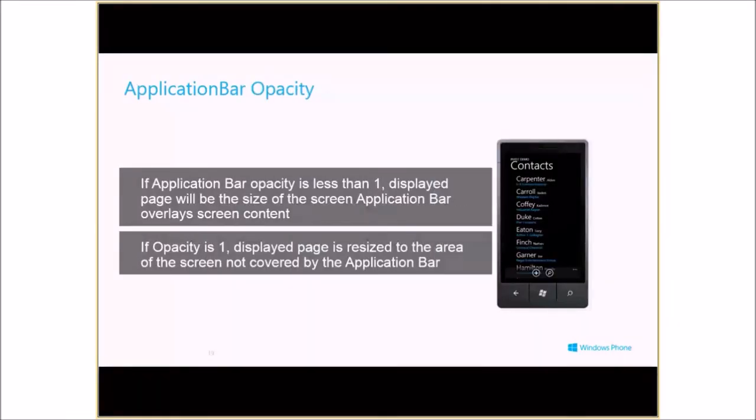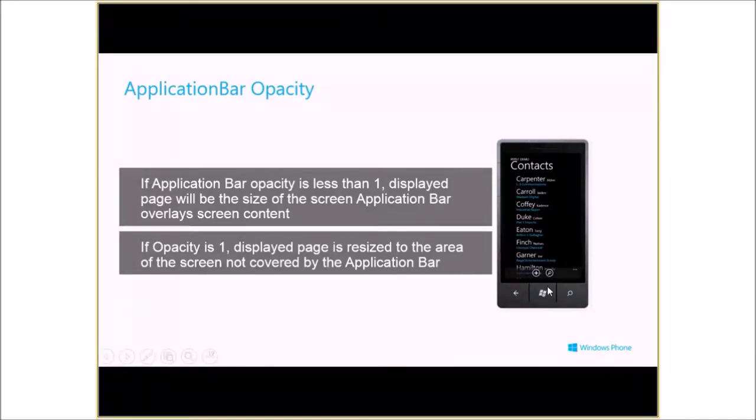Okay, what about the application bar opacity? By default, the background of the application bar is the solid theme color, black or white. However, you can set the opacity property of the application bar to less than 100%, right down to 0%, or from 1 to 0, whatever you want. So when the opacity is less than 100%, that means your application can have the entire screen.